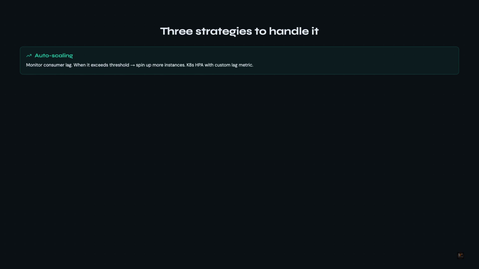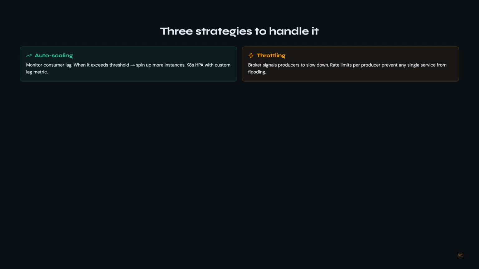Kubernetes HPA with a custom metric on consumer lag handles this automatically. Producer throttling. The broker explicitly signals producers to slow down when it's under load. You can configure rate limits on the producer side so no single producer can flood the system.